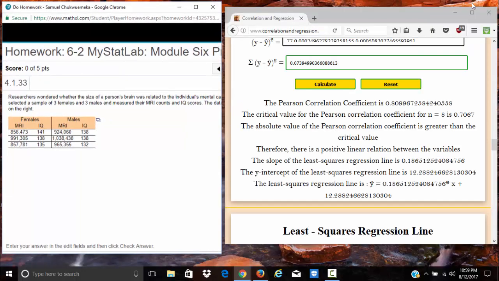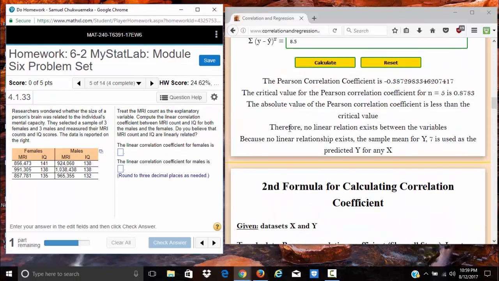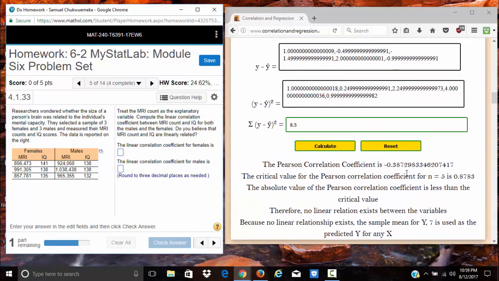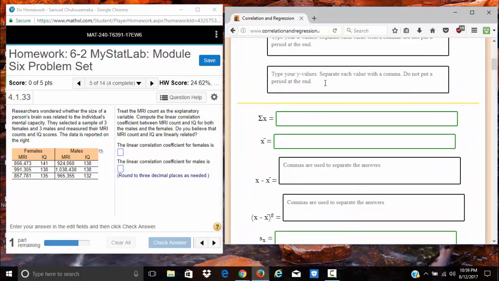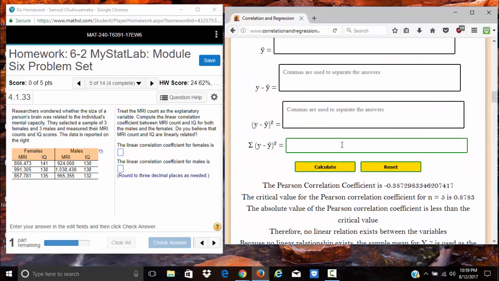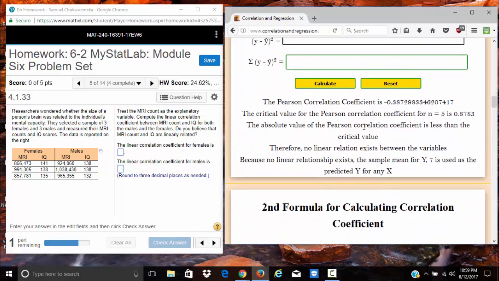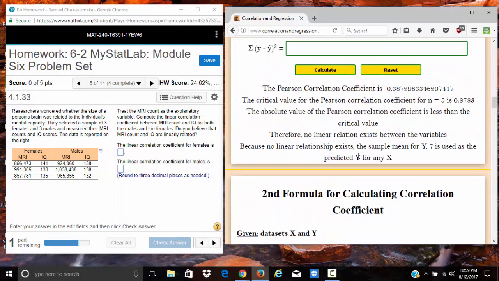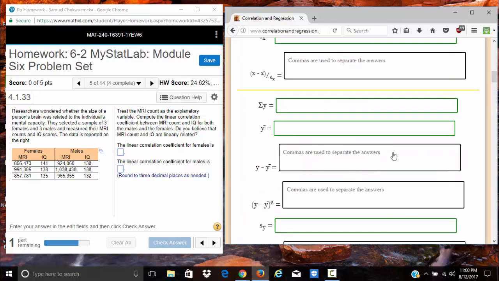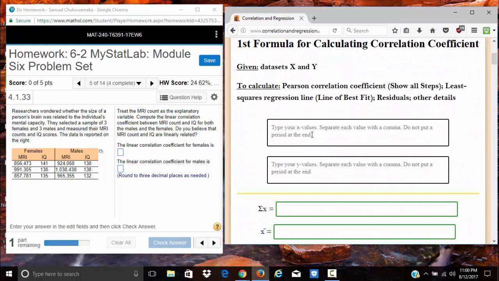So let's use my calculator. The first one was for females. So let's click on Reset. You can reset this to start afresh. When you reset, I know these answers don't go away, but don't worry about it. These answers will later change when we click Calculate after we put in the new information. When you click on Reset, you have a new data set to type into.